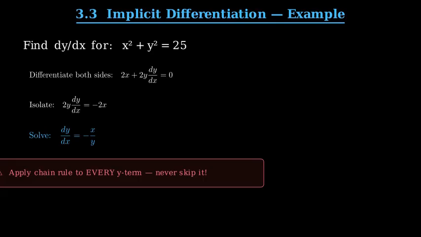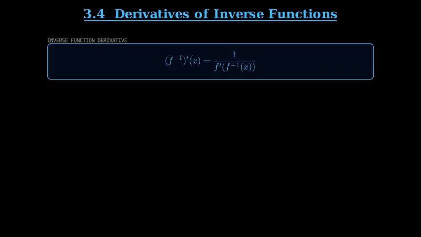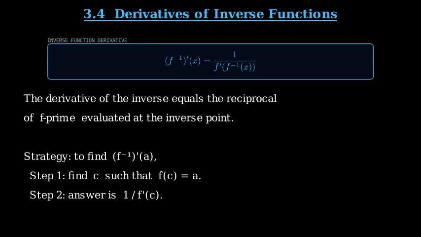Unit 4. Contextual applications of differentiation. Section 4.1. Motion along a line. If s of t is the position of an object at time t, then differentiation gives us the motion quantities. Velocity v of t equals s prime of t. It is the rate of change of position. Acceleration a of t equals v prime of t, which equals s double prime of t. It is the rate of change of velocity. Speed equals the absolute value of v of t. Speed is always non-negative. These three definitions are used in every single motion problem on the AP exam.